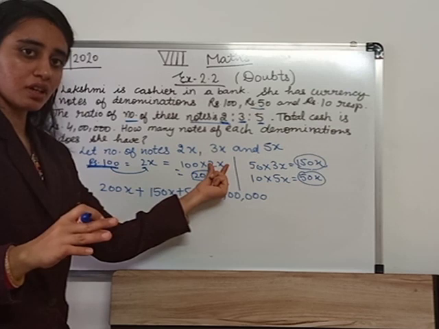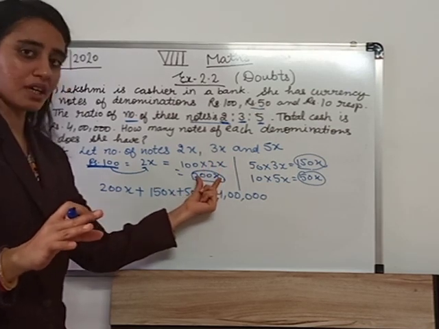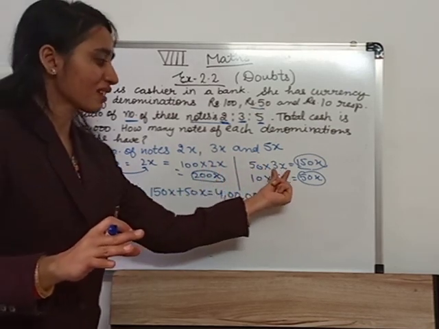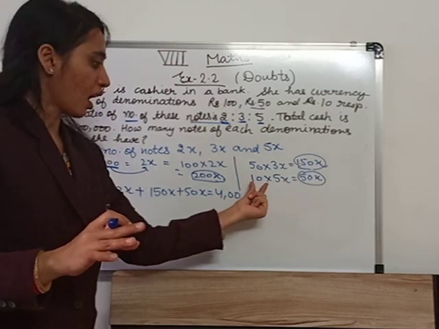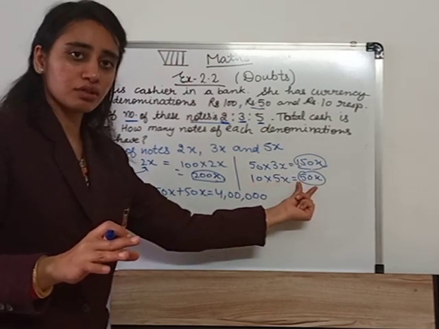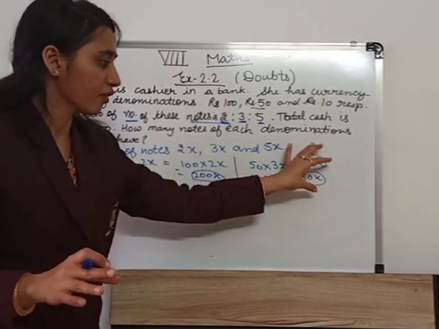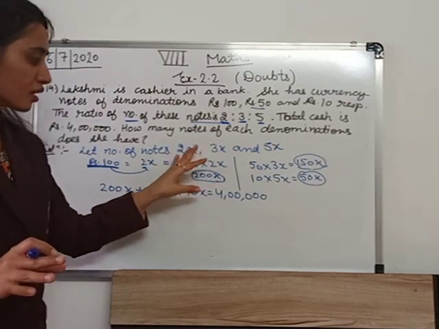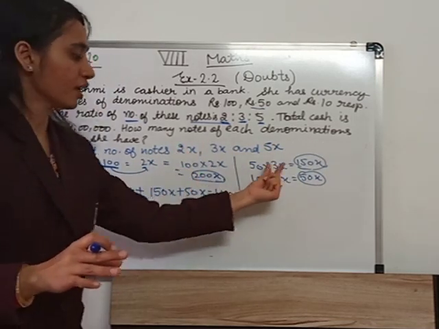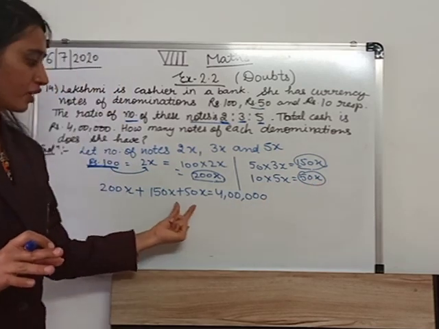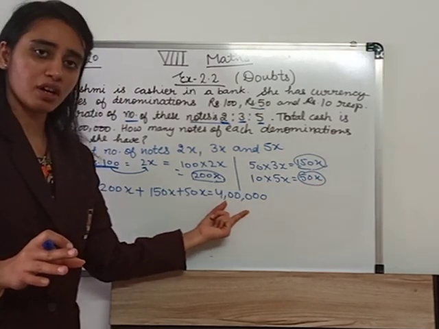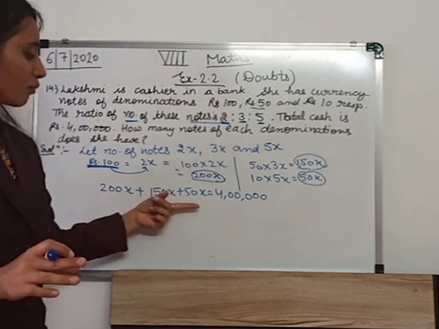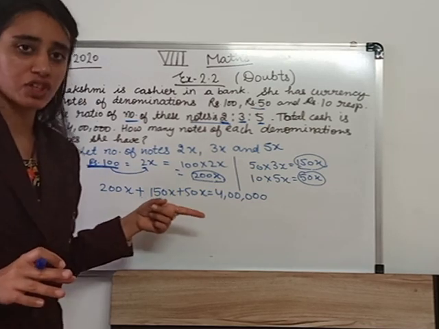Okay, like this way, 100 रुपये के 2 नोट्स हैं उसको multiply किया, 50 रुपीज के कितने नोट्स हैं उसको multiply किया, after that 10 रुपये के कितने नोट्स हैं उसको multiply किया. After that we have to add these, means total amount क्या हुआ: 200 plus 150 plus 50 is equal to 4 lakh. Like this way we can make our linear equation.